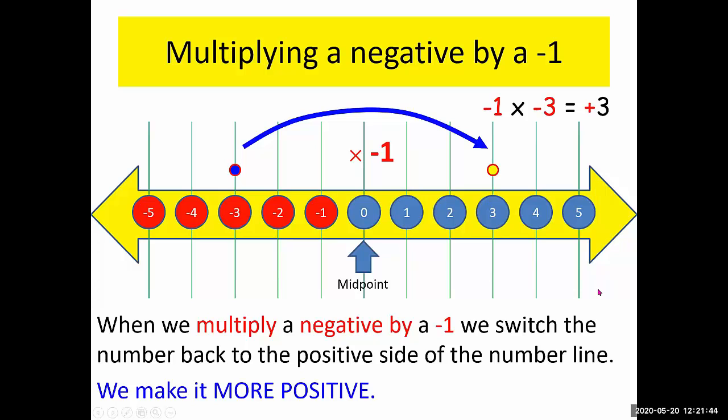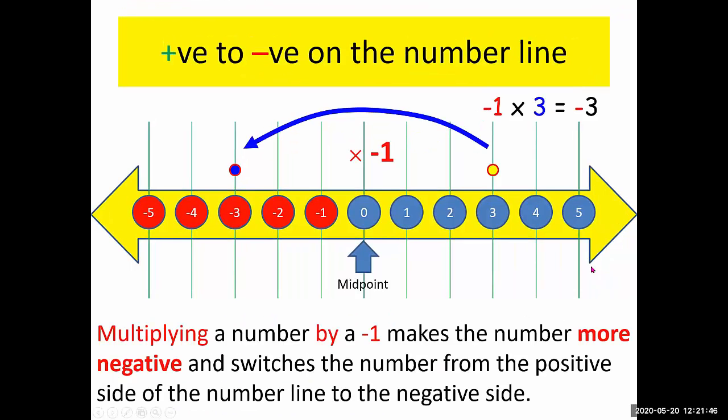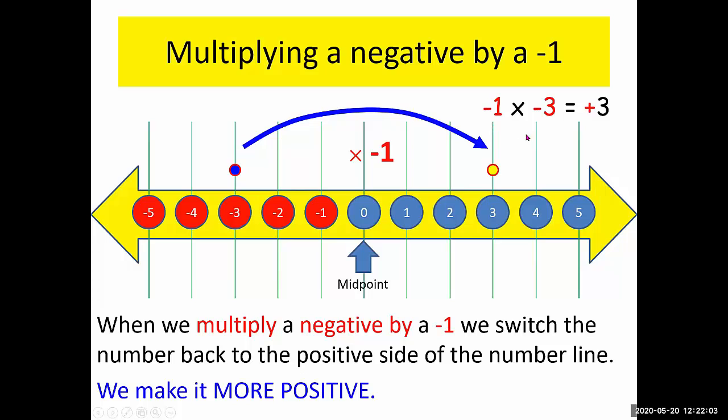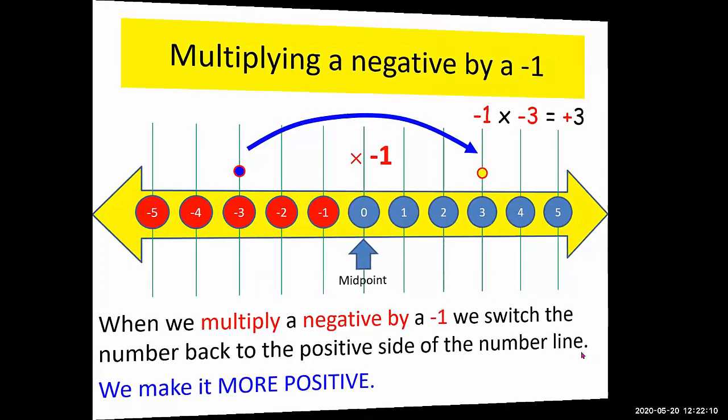Now, let me just go back to the previous slide for a minute. The previous slide said that a negative multiplied by a positive gives me a negative. A negative times a positive gives me a negative. It switches it from being a positive number to a negative number. The new one says that if you take a negative and multiply it by a negative, you'll actually end up with a positive. And we can start putting these ideas together now, okay?